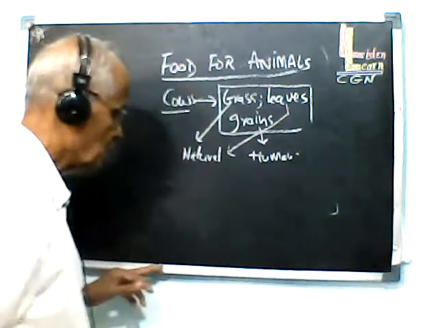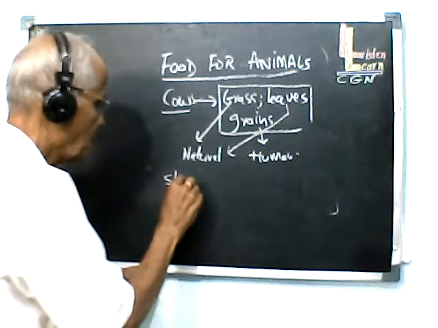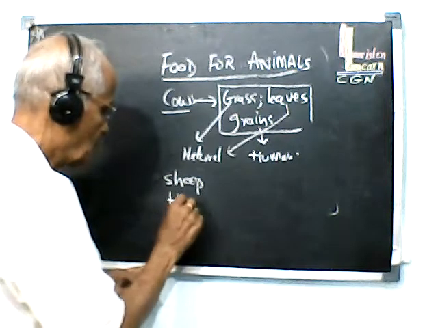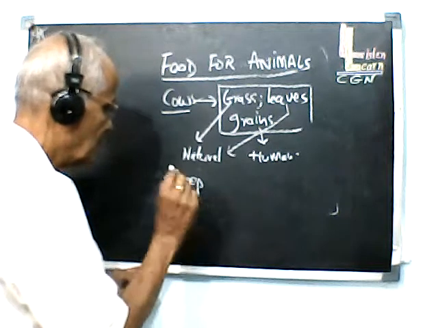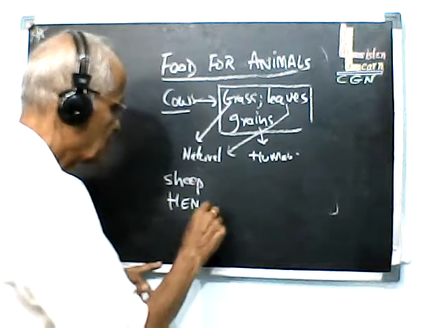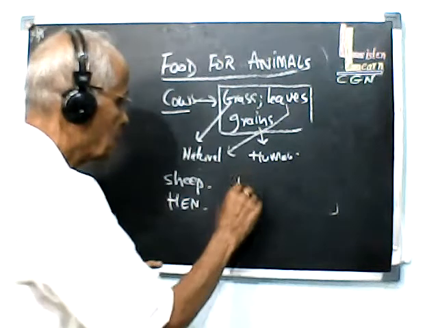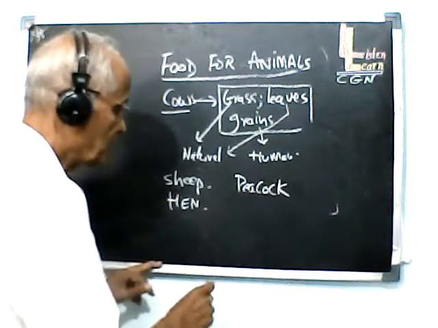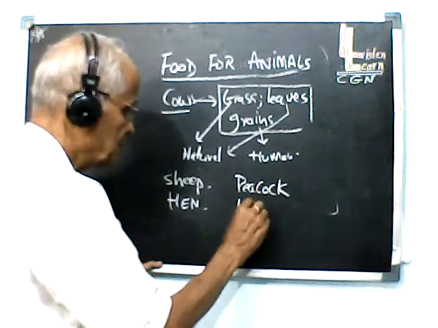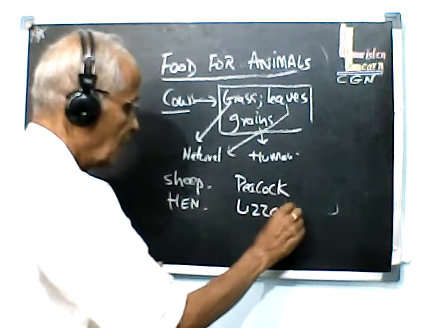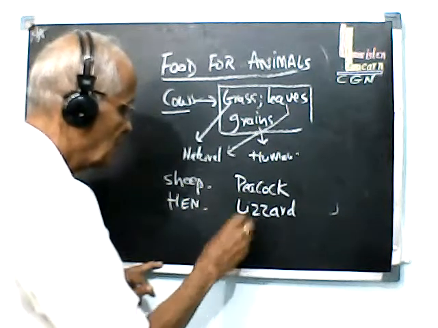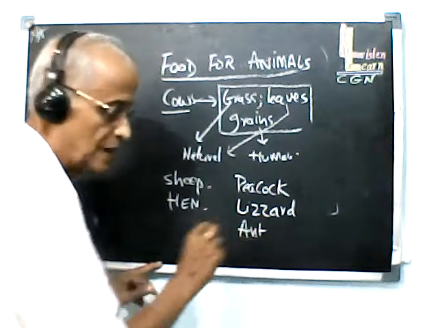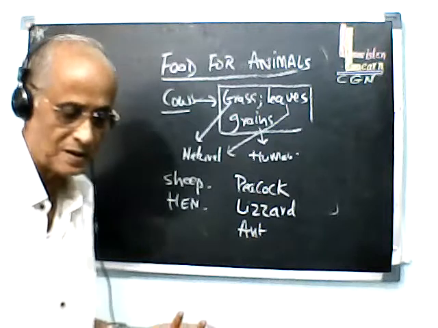Now like that, you can think of sheep. What is the food sheep takes? You can think of what is the food hen takes. You can think of the animal like peacock. What is the food peacock takes? You can think of lizard and then tell what food it takes. Think of a small thing like ant. What is the food it takes? You should be able to explain.